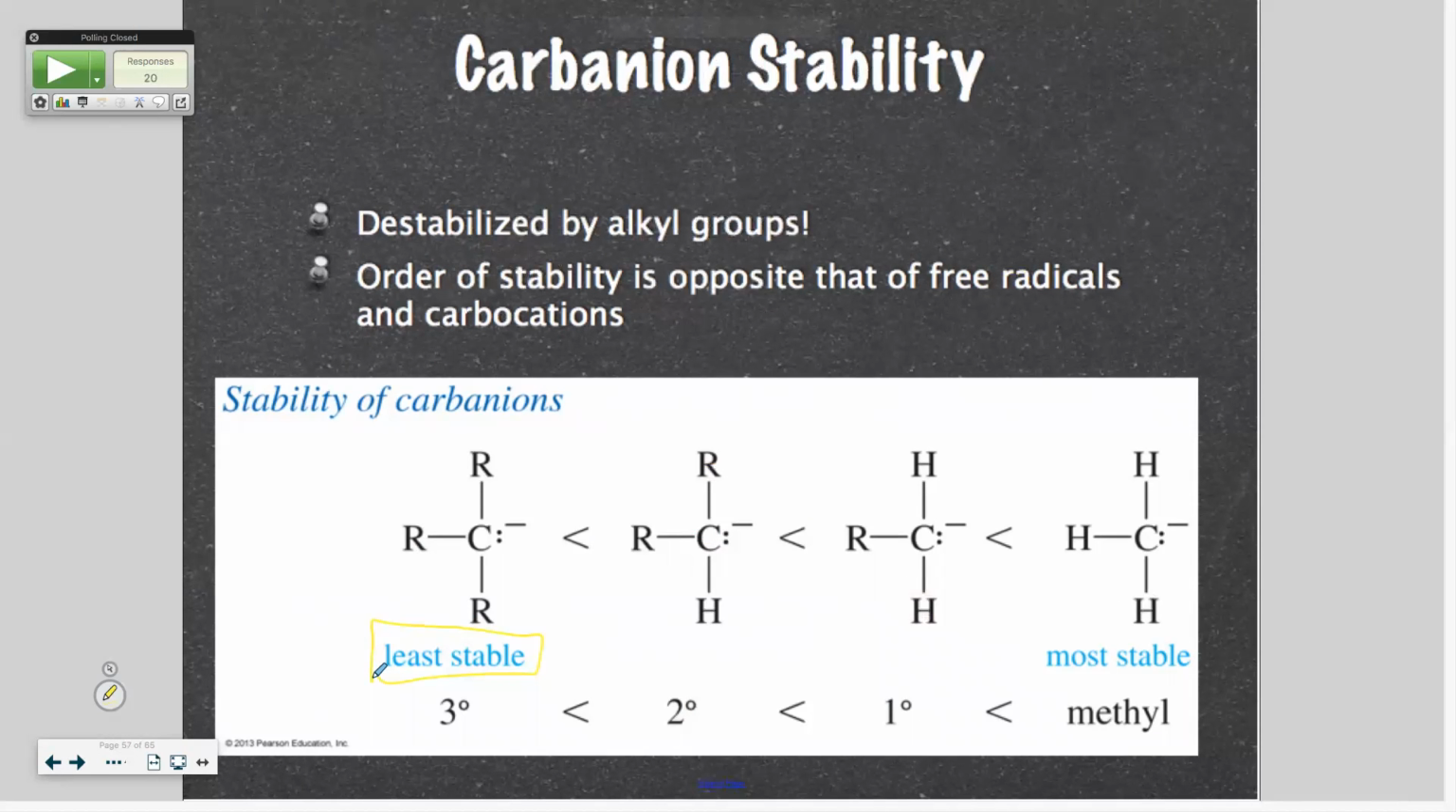So remember what we said that alkyl groups have been doing. They've been donating electron density to our p orbital that's either empty or has 1 electron in it through induction and hyperconjugation. So if these things that are on here want to donate electron density and you have electron density, that destabilizes it. That make sense? So carbanions are opposite. The tertiary is least stable and the methyl is the most stable.